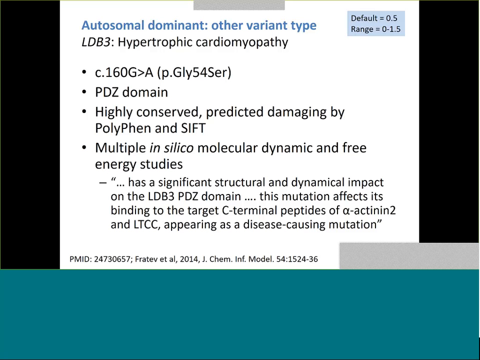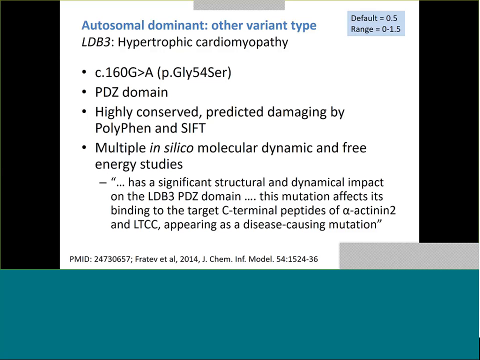So in this case, and Jonathan, I'd love to get your input on this one as well. They had done a lot of additional work. Certainly they hadn't done anything like expressing it in cells and looking at what it did, but would this be a case where we might go to the default even though it was only in silico? I'd be interested to hear what other people think. Any other curators want to take a stab at it?